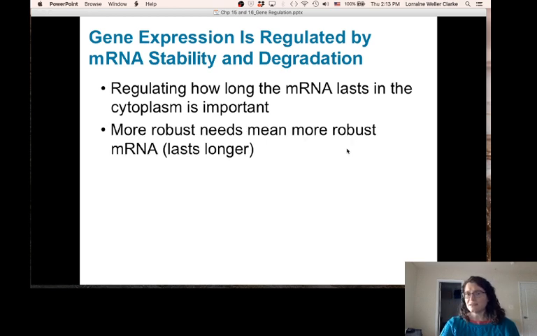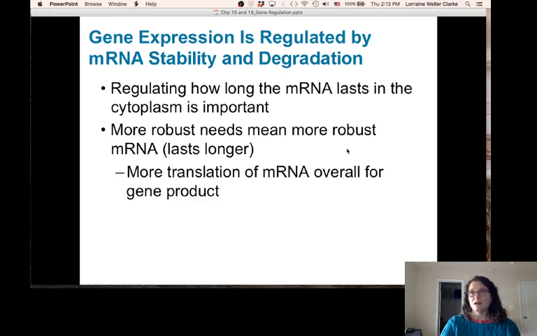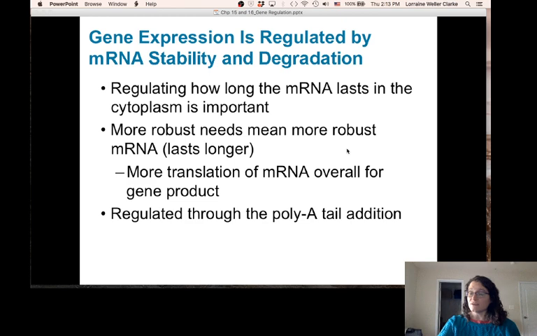More robust mRNA, so overall, it lasts longer. And this is, again, regulated through the poly-A tail addition. You add a longer poly-A tail, and it has more time before it breaks apart. This allows for it to be read over and over. There are signals for when you need high expression or moderate expression of a specific gene, and adding a longer poly-A tail will make it last longer in the cytoplasm, so this will mean higher gene expression through fewer mRNAs.